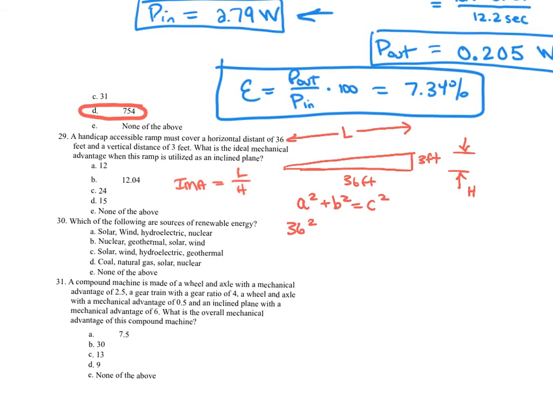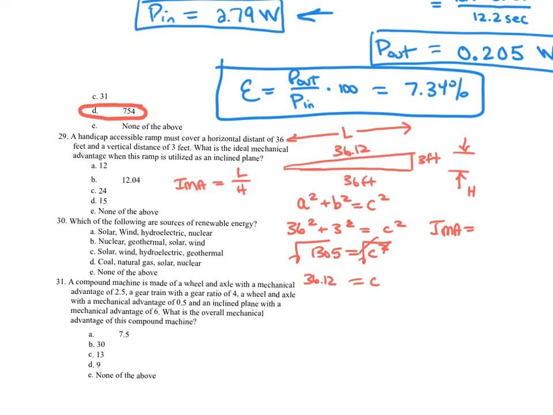So 36 squared plus 3 squared equals c squared. That gives me 1305. Take the square root of both sides to isolate my unknown variable. And I end up with a hypotenuse of 36.12. All right. So now I can go to my IMA equation. And they utilize L, but that's, if I were to push something up this ramp, the distance my effort would travel, so that's dE. The resistance distance is this vertical distance here. That's how much distance I overcome due to gravity.